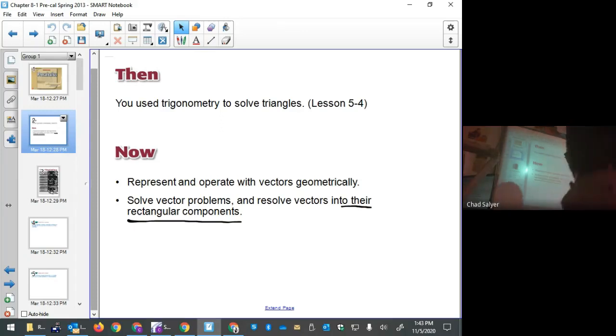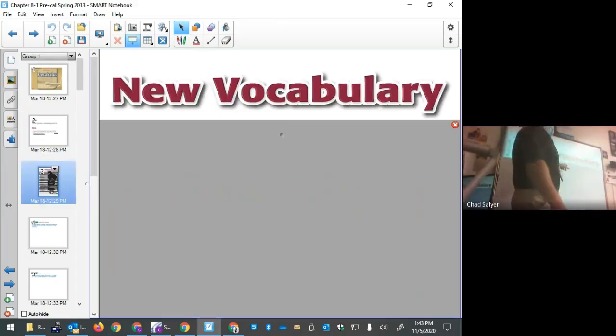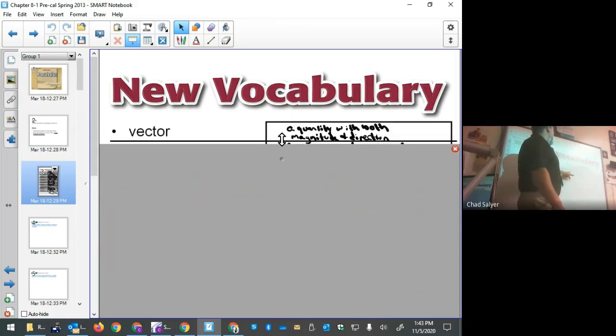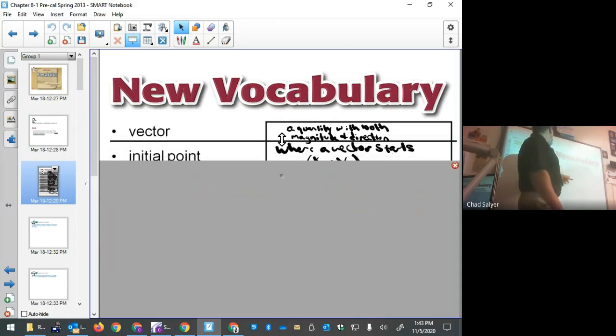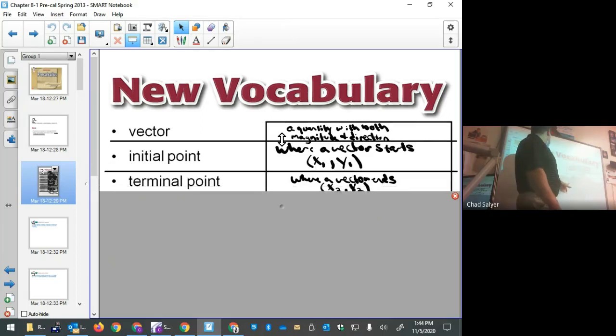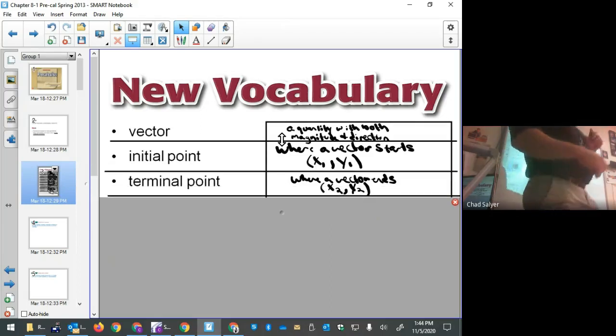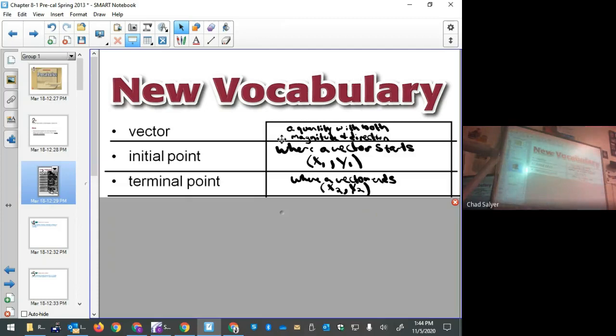So, real quick, some definitions. First of all, a vector, a quantity with both magnitude and direction. And vectors have an initial point and a terminal point. The initial point of a vector is where a vector starts, and it's generally an ordered pair that we call x sub 1 and y sub 1. A terminal point is where a vector ends, and it's usually x sub 2 and y sub 2.